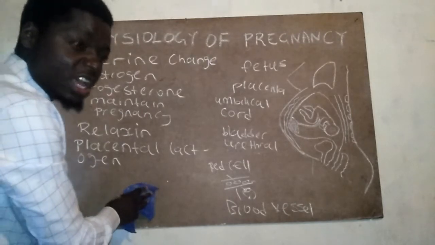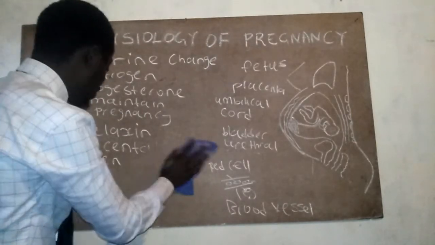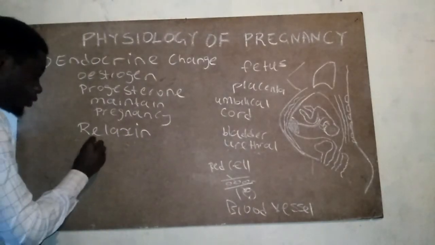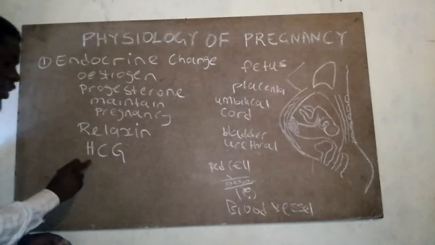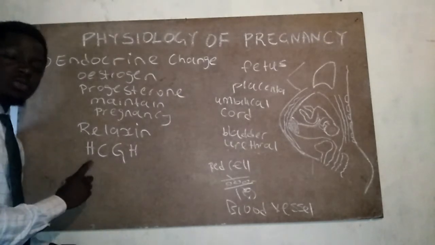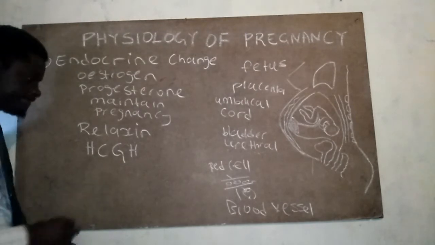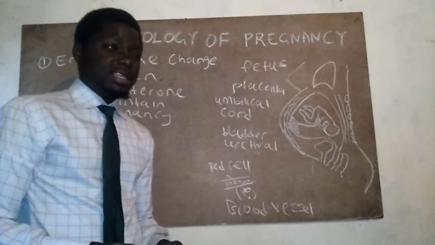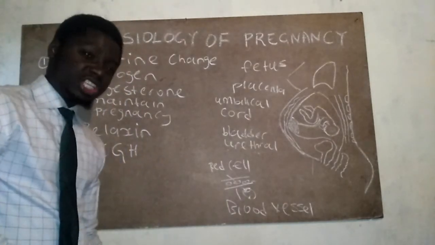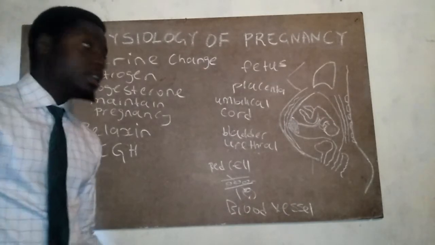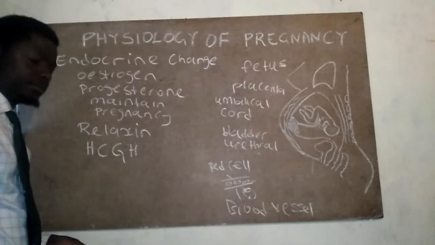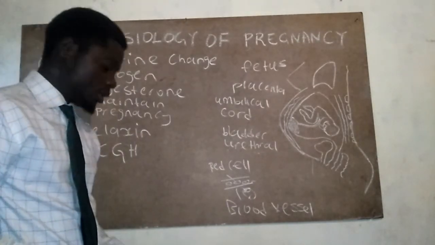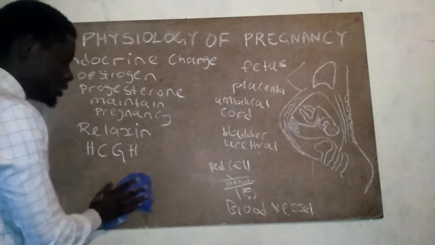And the other hormone to consider, one of the most important hormones, is also termed the hormone of pregnancy. That's human chorionic gonadotrophic hormone, HCG. What this hormone does is support the steroid production of hormones, and these hormones are estrogen, progesterone, as well as relaxing hormone and human placental hormones. So that's about the endocrine changes.